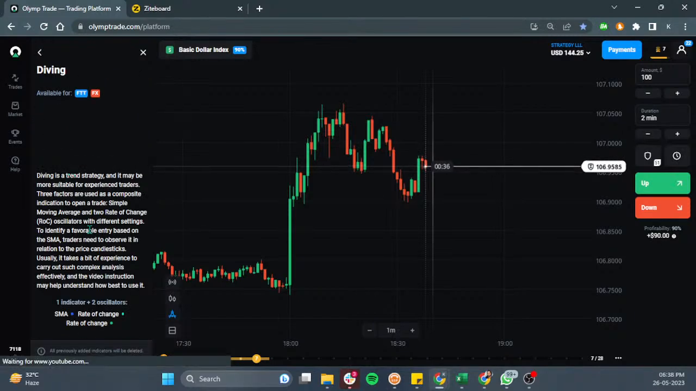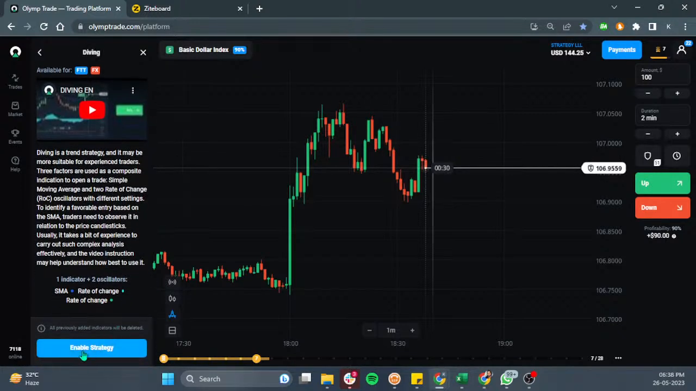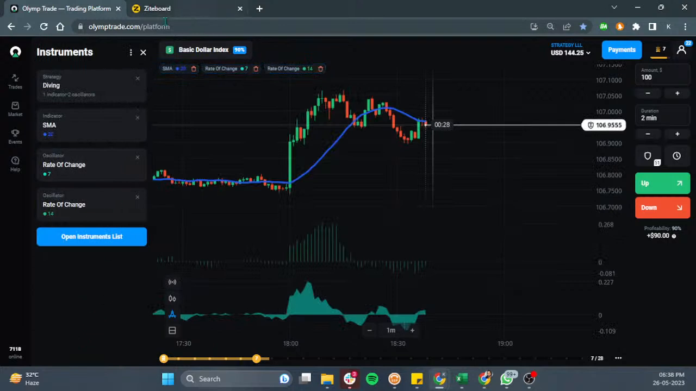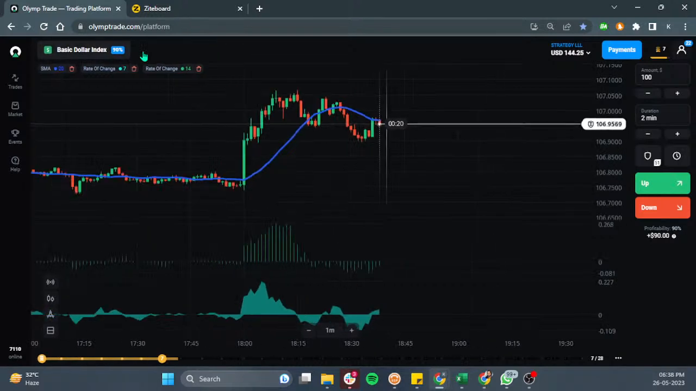So basically diving is composed of one indicator and two oscillators, SMA and two ROC, which is rate of change. You can implement the strategy. Now, basically, it's a two-step process. Okay, let's talk about it.